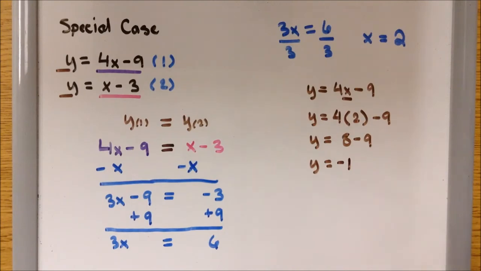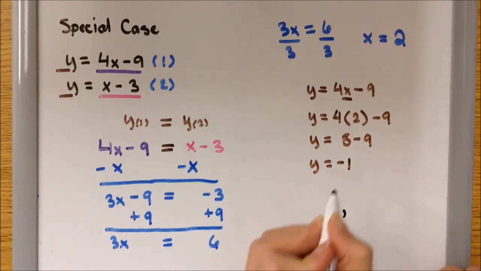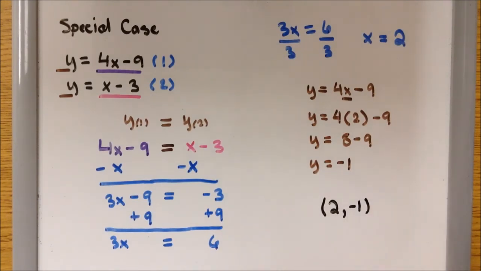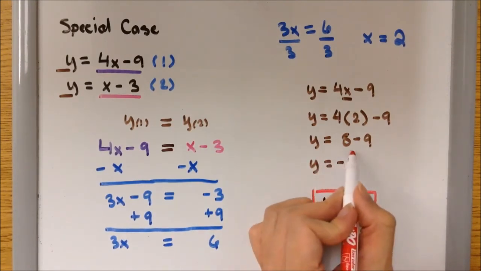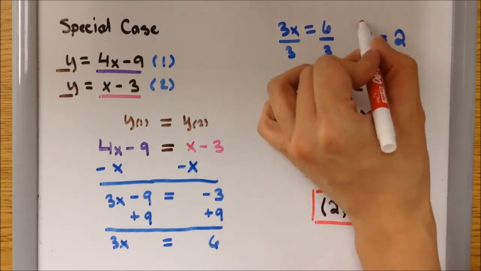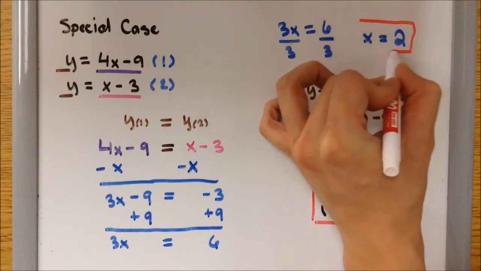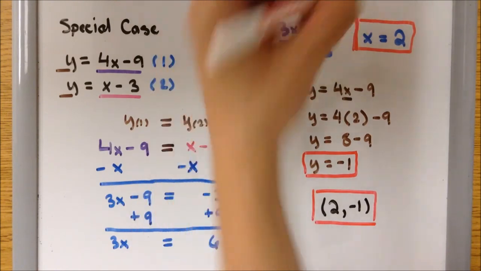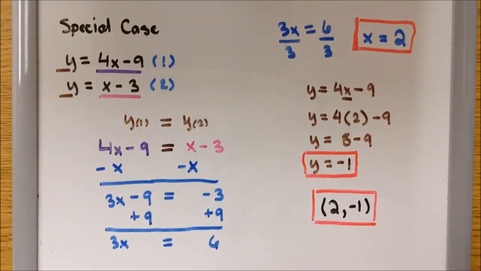So there's our answer. Now if you were to write it as a coordinate point, x comes first, so 2, comma, y, which is negative 1. So you could write it as a coordinate point, which is fine, and I'll box that. Or you can just box the y value and the x value. Whichever is fine, as long as you box x and y or box the coordinate.